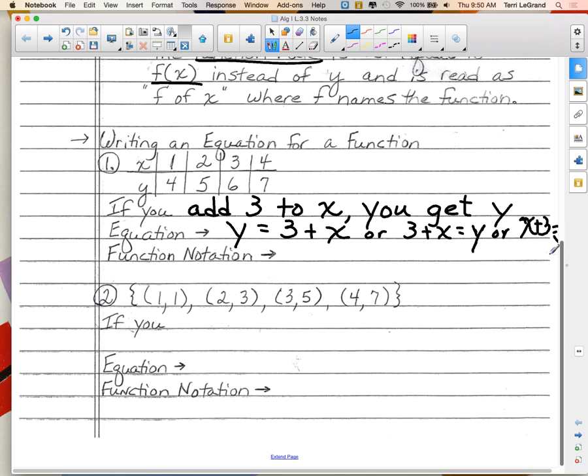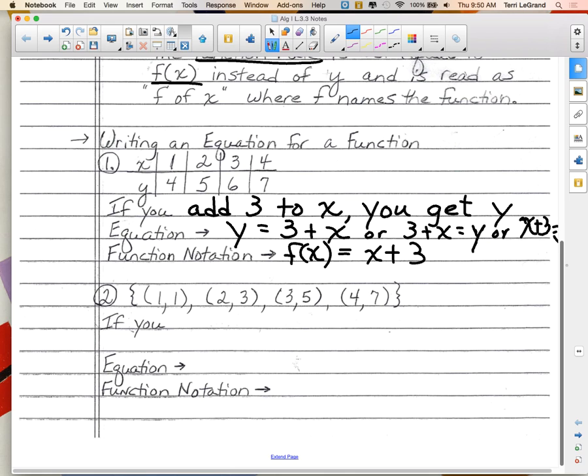The y. So we're just going to take that y right there and replace it with f of x. So f of x, the function, with x being the control variable, the independent variable, is x plus 3 or 3 plus x. Typically we'll see it written x plus 3, with the variable term first and the constant term following it. So f of x equals x plus 3.